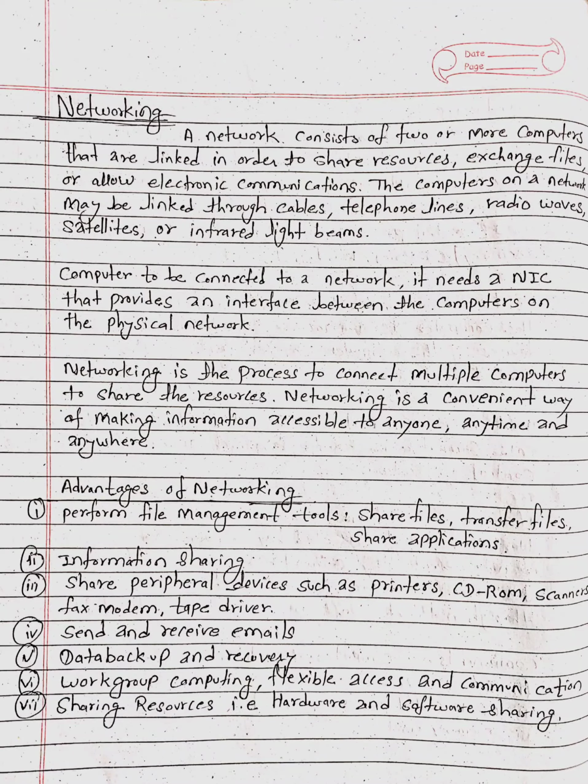Networking. A network consists of two or more computers that are linked in order to share resources, exchange files, or allow electronic communications. The computers on a network may be linked through cables, telephone lines, radio waves, satellite, or infrared light beams. For a computer to be connected to a network, it needs a NIC, network interface card, that provides an interface between the computer and the physical network.